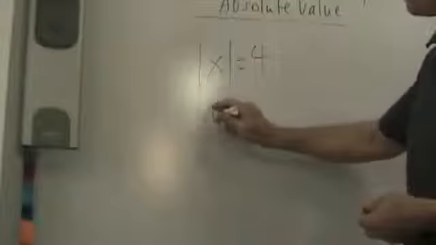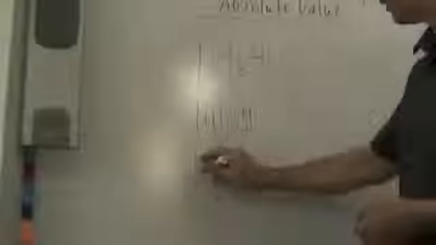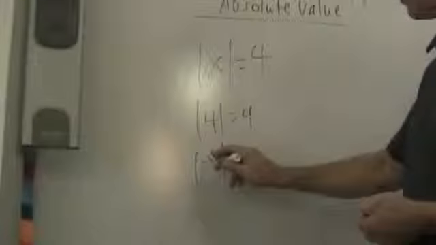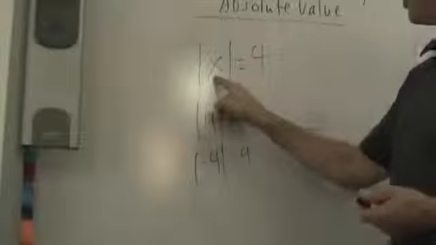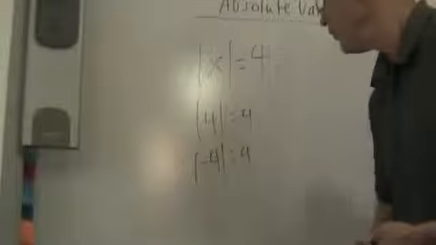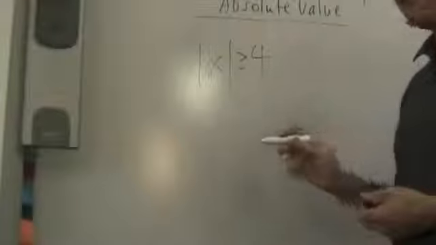So do you see that x could be 4? Take the absolute value of 4 and it equals 4. But it also could be negative 4, because you take the absolute value of negative 4 and it also equals 4. So x there could be the positive thing, or it could be the opposite of that. You're going to have to keep that in mind as we do inequalities. So let's make this an inequality. There's going to be two cases here.